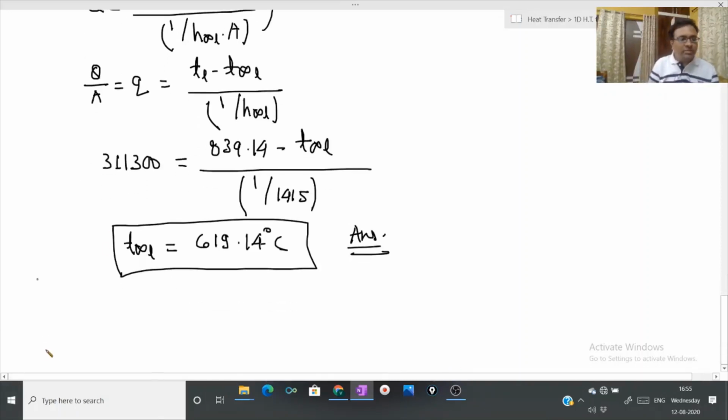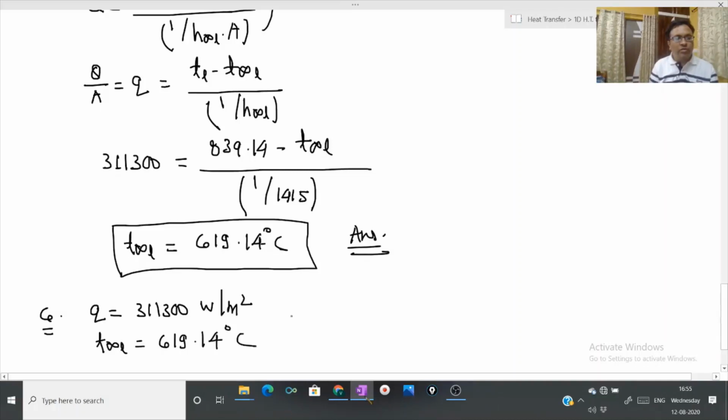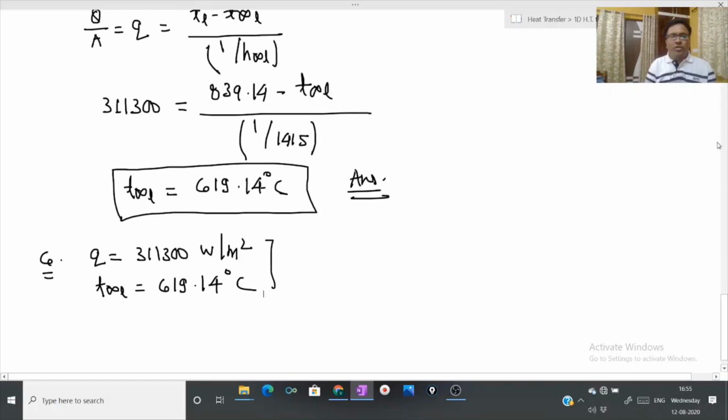Finally, let us sum up at the end. So heat flux rate is 311,300 watt per meter square, and cold air temperature T infinity L is 619.14 degrees Celsius. So this way we could solve this problem on a plane wall with combined mode of heat transfer.